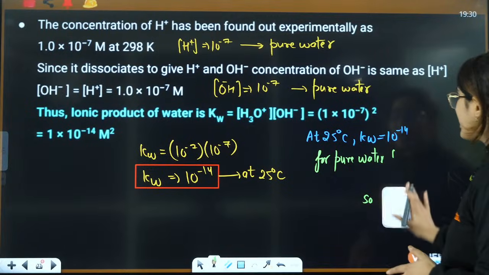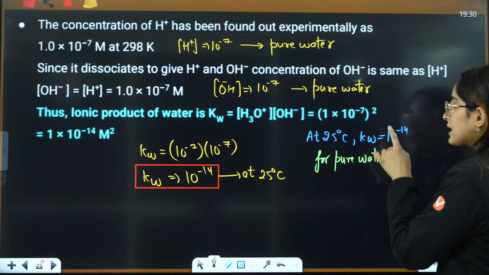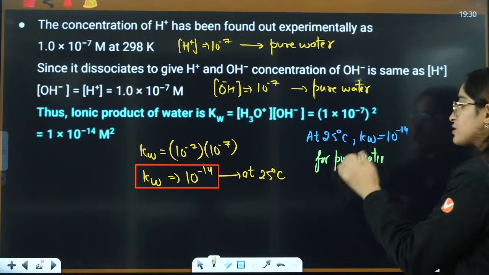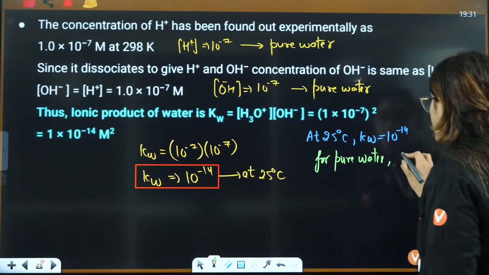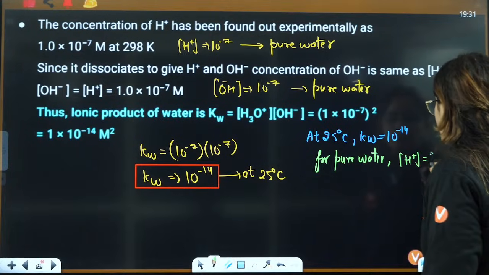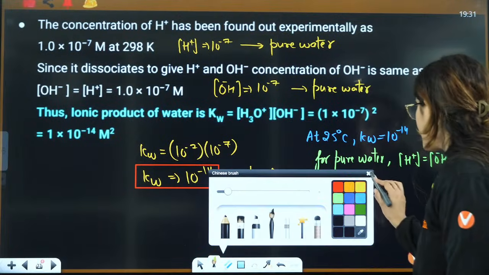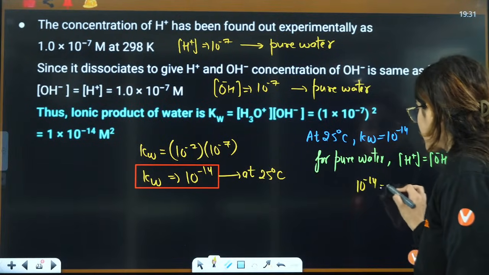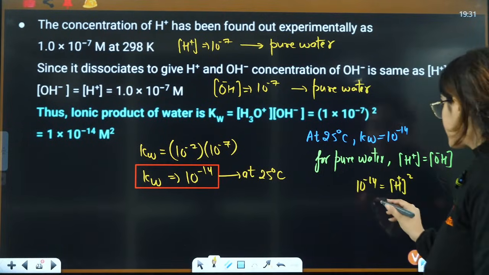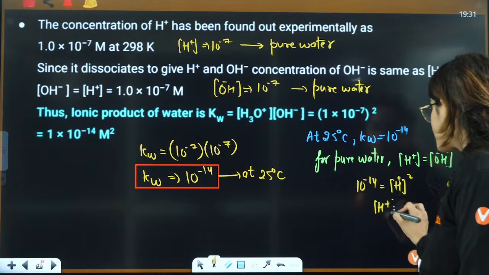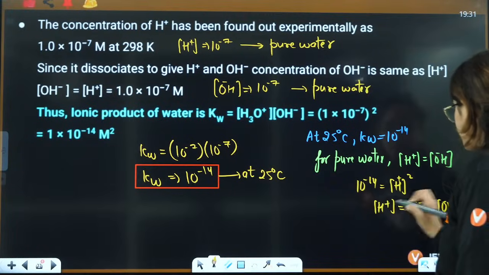Or you can define it oppositely. Opposite is better. At 25 degrees Celsius, Kw is fixed, that is 10 raised to minus 14. So for pure water, it is not an acid, it is not a base. That means H positive and OH negative concentrations are equal. That means you can say 10 raised to minus 14 is equal to H positive concentration squared, because both are equal. So H positive concentration will be 10 raised to minus 7, that is equal to OH negative concentration.